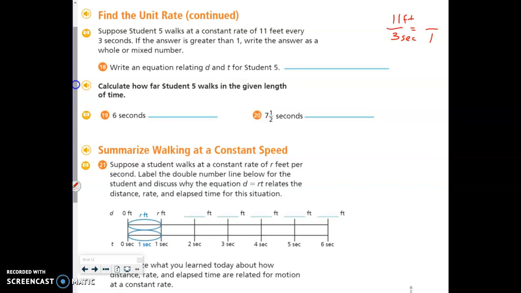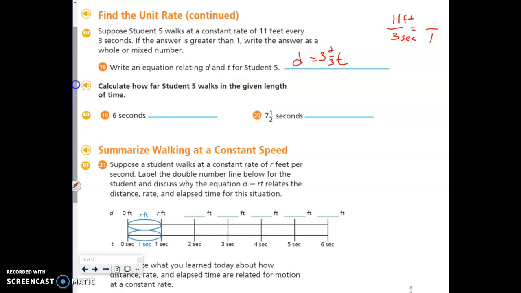Now, all I need to do for that is, again, convert it into a mixed number. So the distance traveled for a certain amount of time will be whatever 11 over 3 is as a mixed number. So how many 3's can I pull out of 11? I can pull 3 full 3's. After I do that, I've got 2 left over. My denominator stays the same.